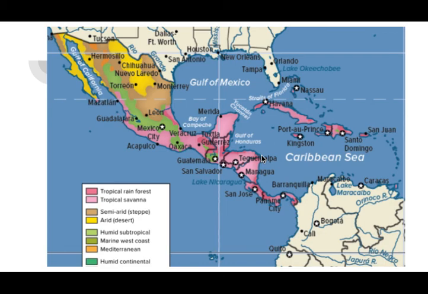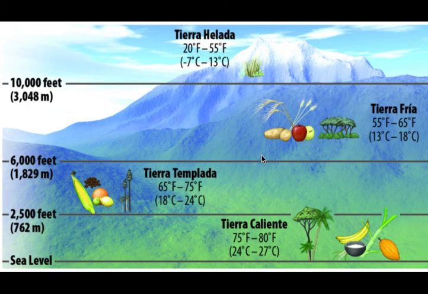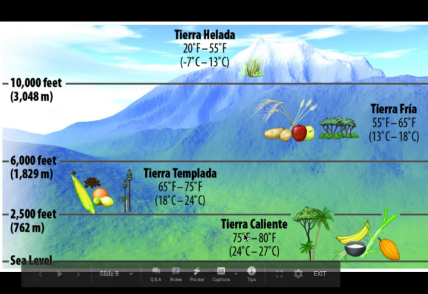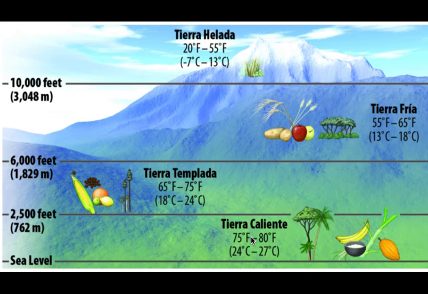So here's a map of the different climate zones. Here's what that looks like in terms of elevation in the vertical sense. So the lowest area here is the Tierra Caliente. Caliente means hot. Next highest is the Tierra Templada, or temperate land. This climate zone has cooler temperatures. Here, farmers grow such crops as coffee, corn, and wheat. Most of the region's people live in this climate zone.